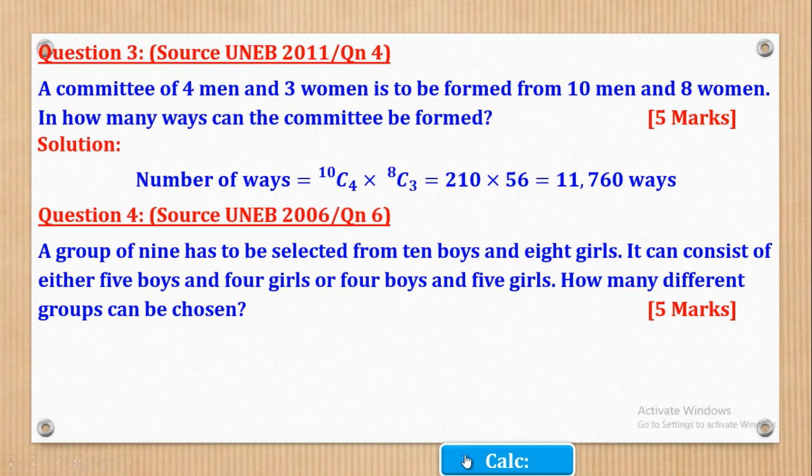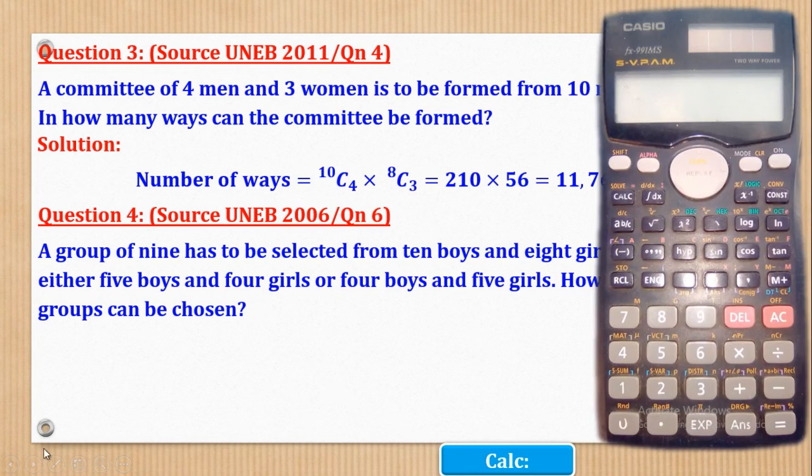If you have your FX991, the combination symbol, if you look at this division button, above it there is nCr, meaning that's the button of interest. So if I want 10 combination 4, I'll come and first press 10.